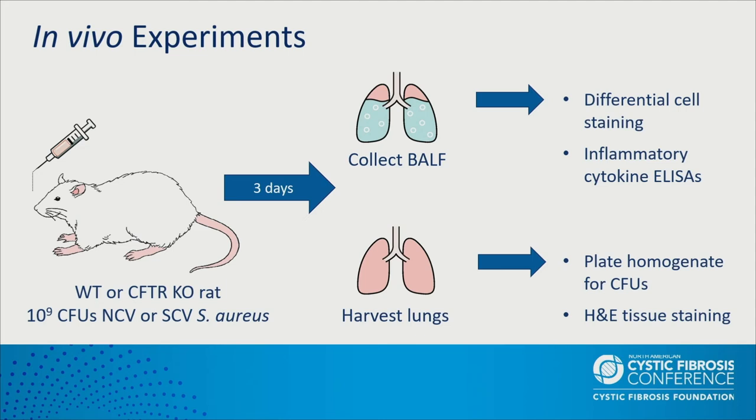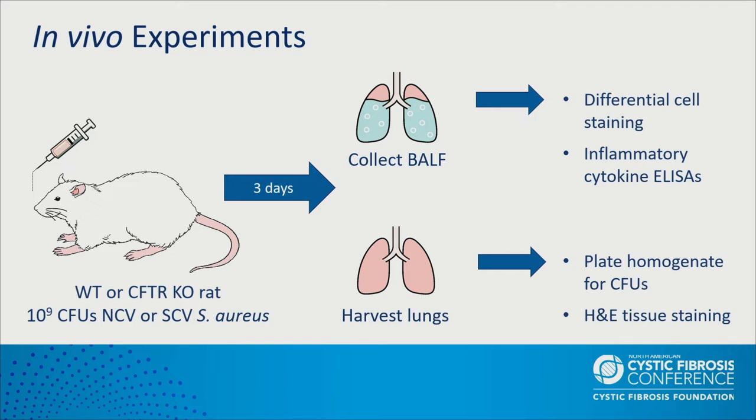And for this, we chose to use the CFTR knockout rat, which is a novel rat model that was developed in our lab and fully replicates aspects of CF disease, including the mucus defect phenotype. We installed intratracheally 10 to the 9th CFUs of either the NCV or SCV strain, and we allowed these infections to persist for 3 full days.